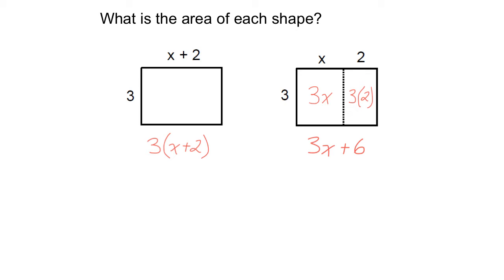Now, why is this important? Well, the picture is this. If I have an expression where I have a number in front of the brackets, you can use the distributive property to drop the brackets. So 3 times x plus 2 is the same as 3 times x plus 3 times 2.